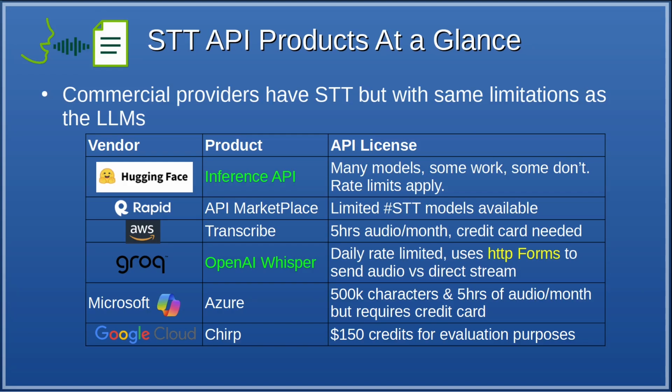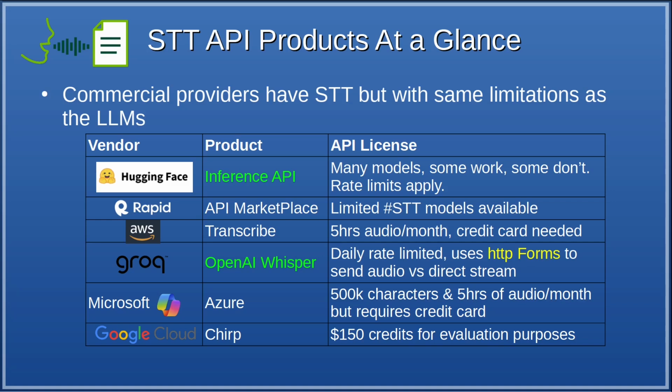Let's look at speech-to-text API products. Very similar to the LLMs, a lot of commercial providers have STT, but they have very similar limitations. Now HuggingFace has an inference API. It has many models, some work, some don't. There's rate limits that apply, but they're fairly good. There's Rapid API. They have an API marketplace. There's a limited number of speech-to-text models available.